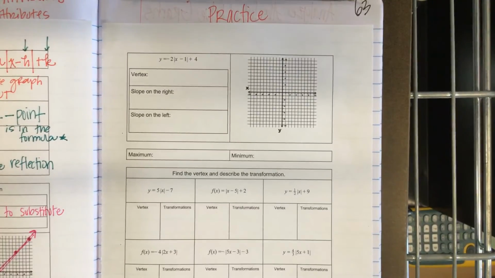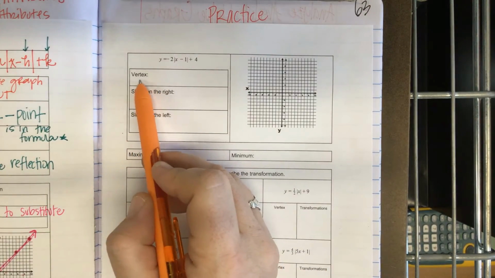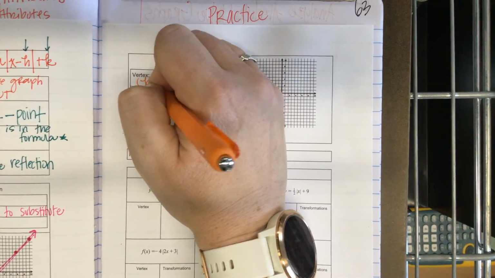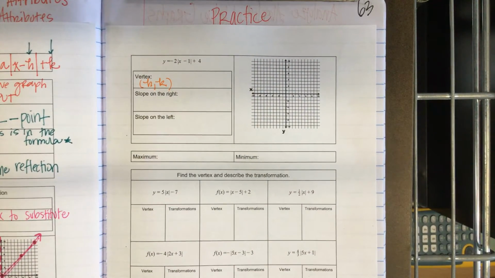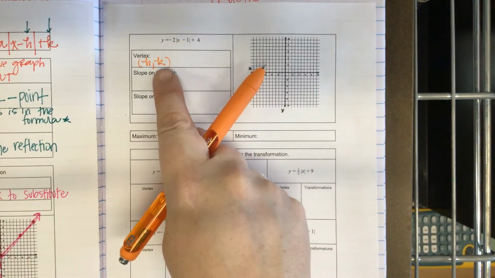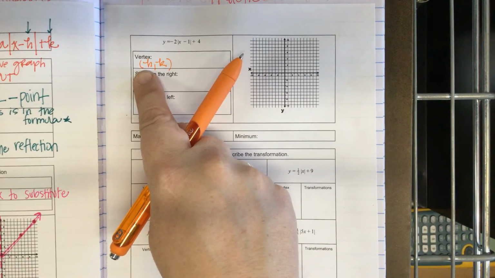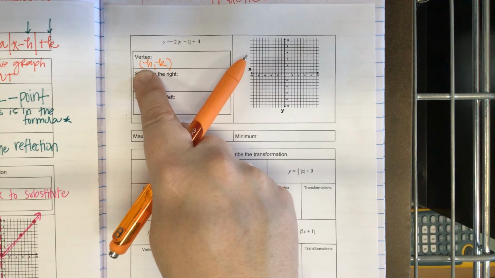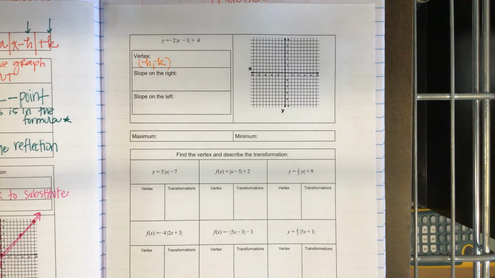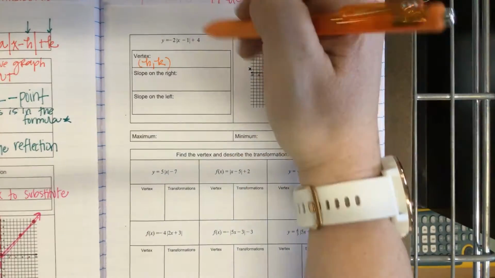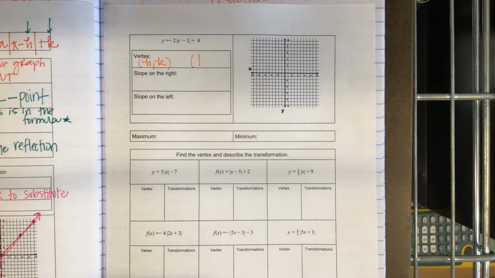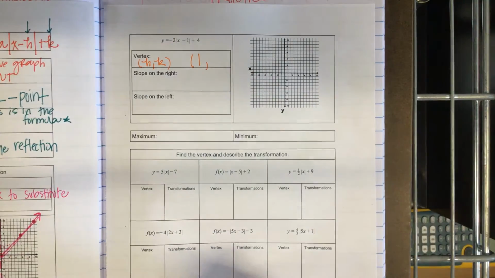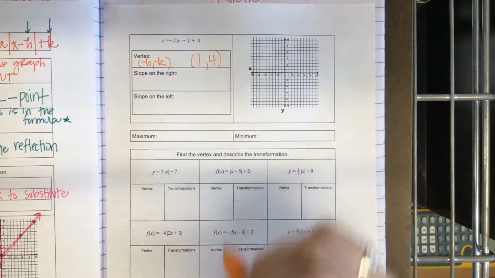So let's identify the vertex in this function. The vertex is h, comma, k, right? In this equation, what's your vertex? H is the number inside the absolute value. K is the number outside. What's the value inside, Zaya? That'd be -1. Not negative. The minus belongs in the equation. So it's 1. Comma. What's the value outside the absolute value? 4. That's my vertex. That's my turning point.